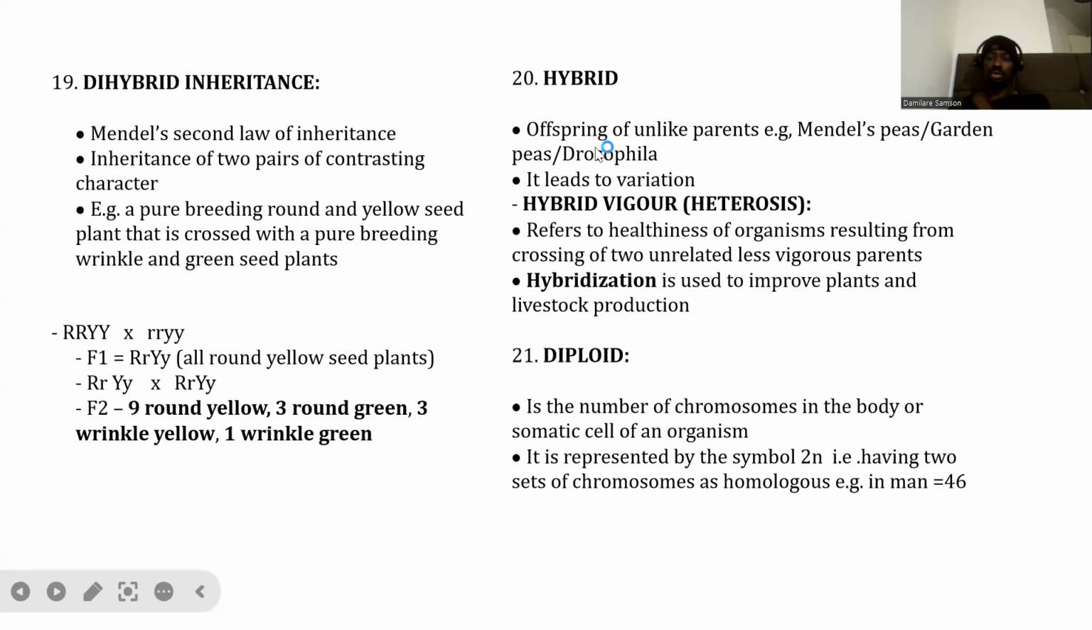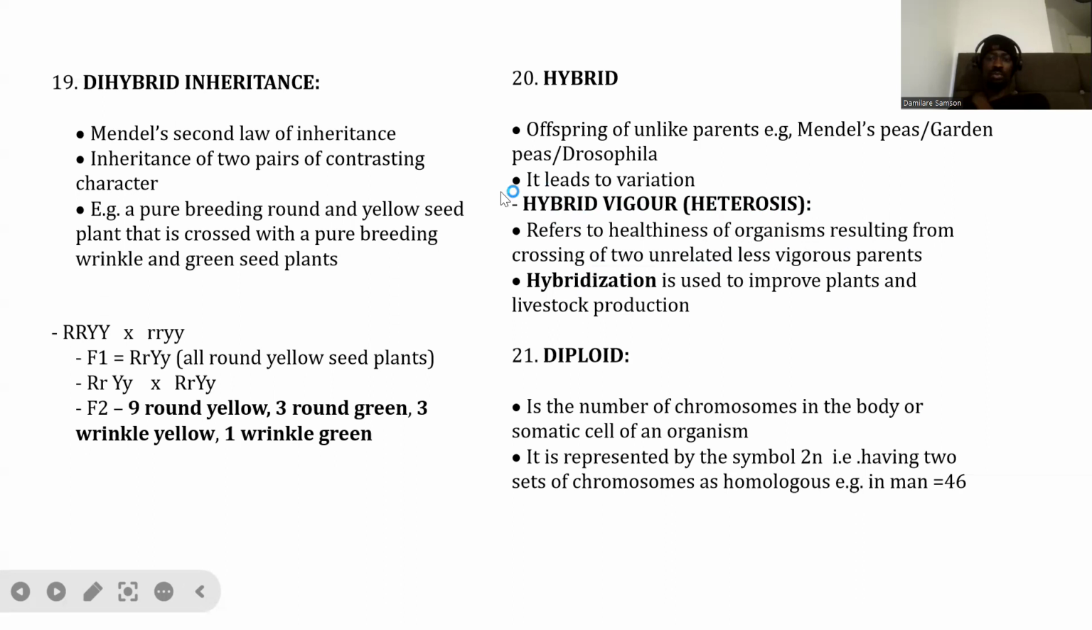What is hybrid? Offsprings of unlike parents. Hybrid: offsprings of unlike parents, e.g. Mendel's garden pea or Drosophila. This leads to variation. It is hybrid vigor, which is also called heterosis. It refers to healthiness of organisms resulting from crossing of two unrelated, less vigorous parents.